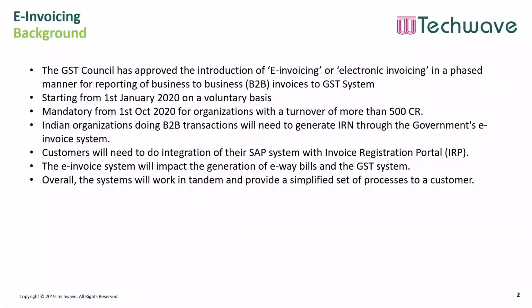The GST Council had introduced e-invoicing, or electronic invoicing, to be implemented by all companies with a certain turnover and above, starting from April 1st. However, due to the ongoing pandemic, the government decided to postpone that, and has now mandated that from 1st October onwards, all companies with a turnover of 500 crores and above need to comply with the e-invoicing requirements. These are primarily for all B2B transactions, and one needs to generate the IRN through the e-invoicing portal that the government has launched. Customers can integrate their existing ERP systems with the IRN portal, either directly through the APIs that the IRN portal has launched, or they could go through a GSP to link their ERP system.